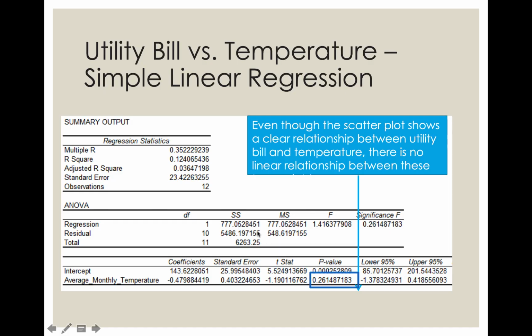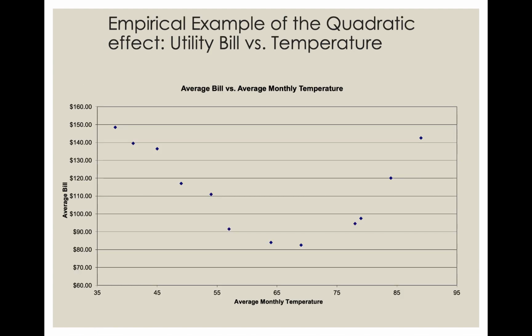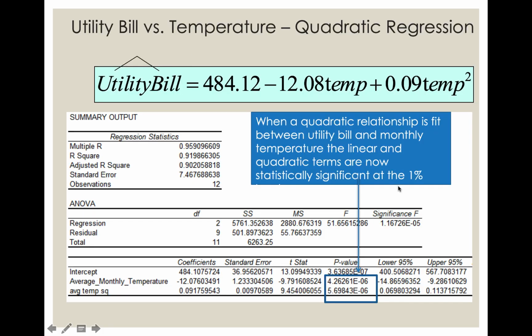First, we're going to fit a line. So fitting a line is just having average monthly temperature. And if we look, we can see that it shows that there's no linear relationship between these two random variables. This is a large p-value. But if you look back at the scatter plot, it looks like there is a relationship. It's just a nonlinear relationship.